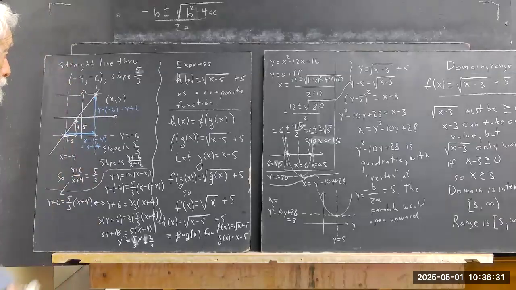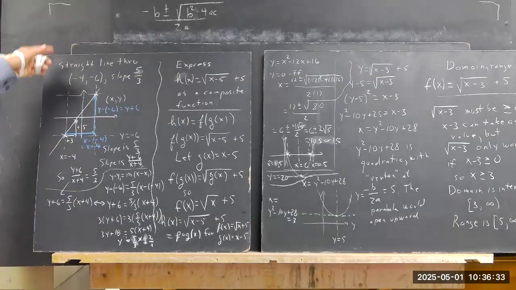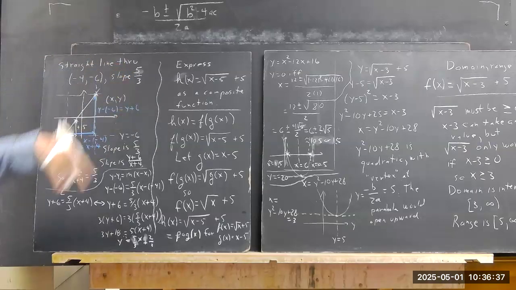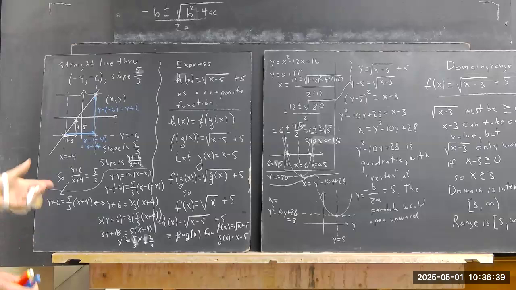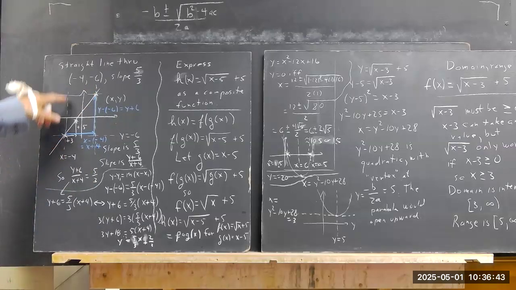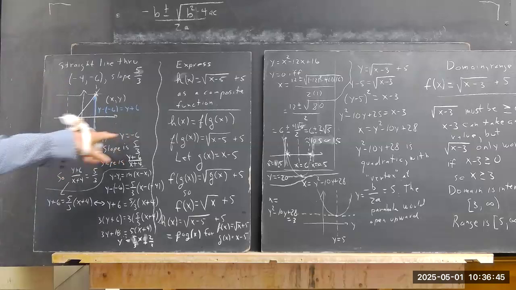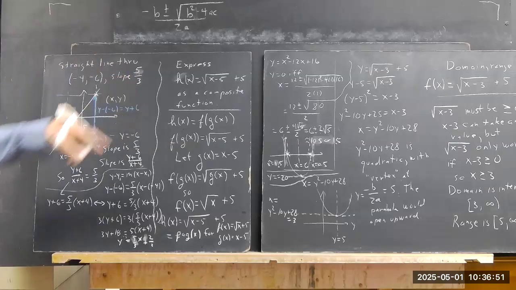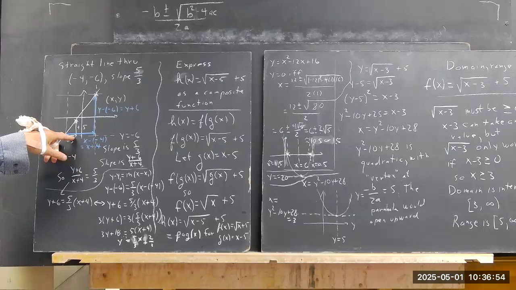And we find the equation of a straight line through -4, -6 with a slope of 5/3. And I did that first geometrically. Here's the point where x equals -4 and y equals -6. Slope of 5/3 means rise of 5 when the run is 3. So we take a run of 3 and go up 5 units.